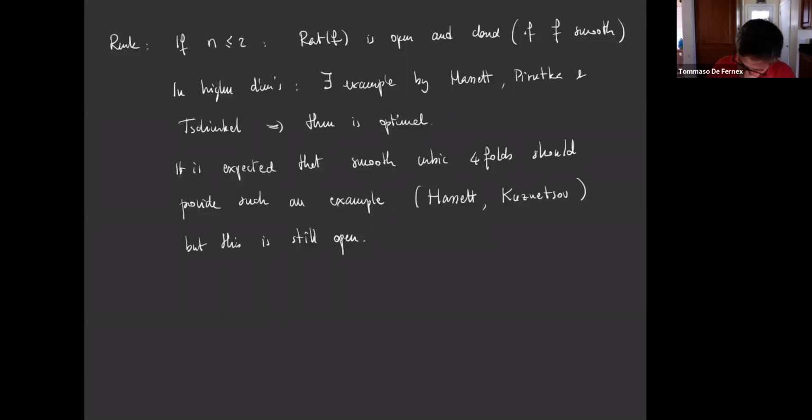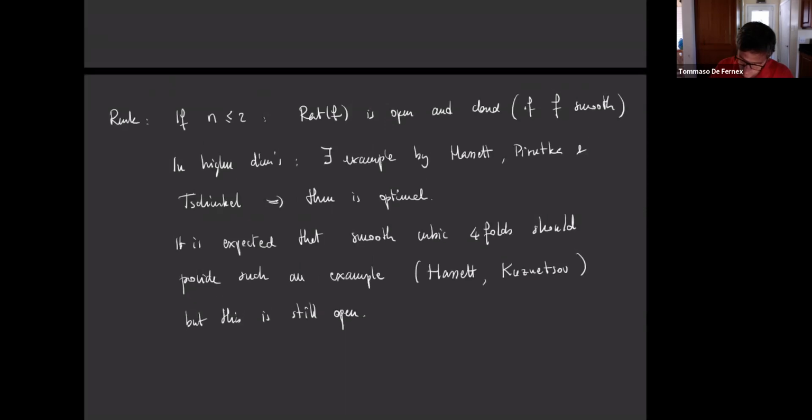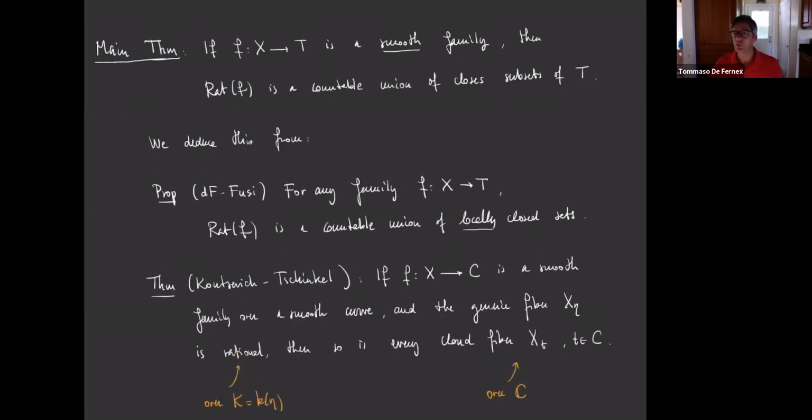Okay. So with these remarks, now let's address the theorem. So again, let me go back and scroll back. The main theorem here, I want to prove that on a smooth family, the rational locus is a countable union of closed sets. And then I'm going to first give this general structure theorem on arbitrary families. And then I will focus on the Kontsevich-Tschinkel theorem about specialization in smooth families of rational varieties.